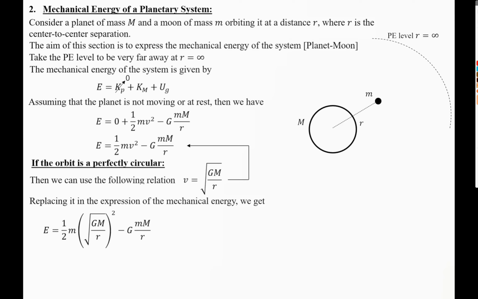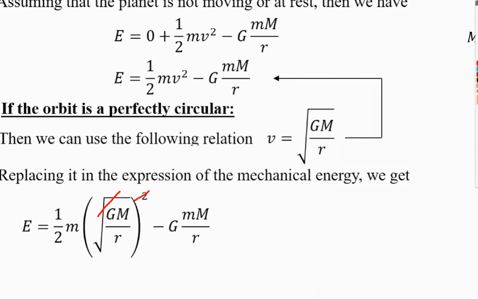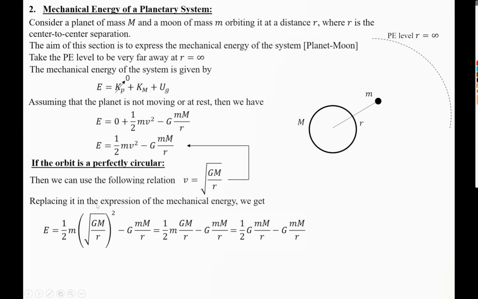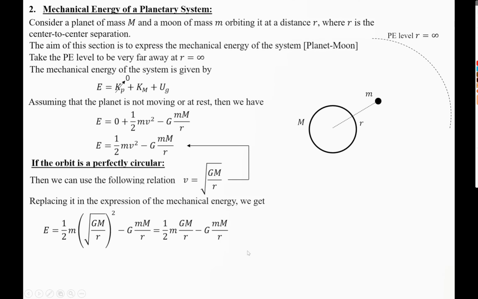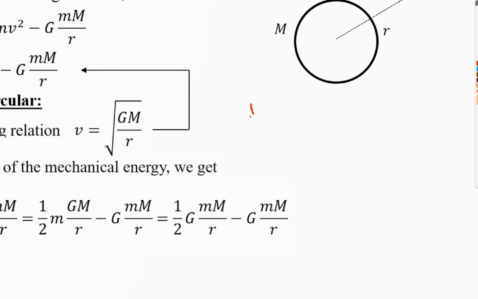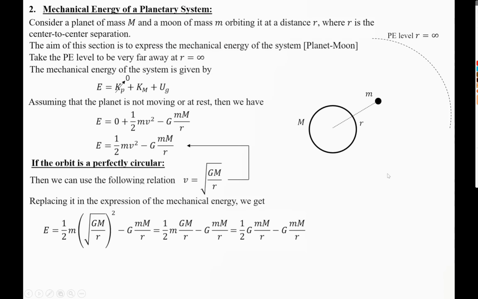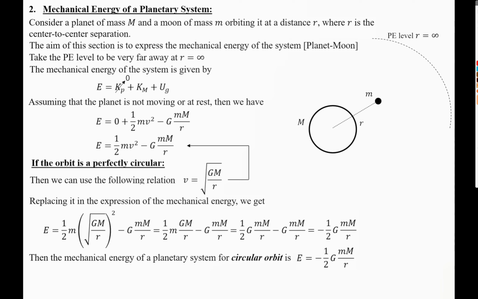Replacing it in the expression of the mechanical energy, the power of 2 would cancel the square root, and we have the following. Rearranging these fractions, writing them in the same form, now we have half multiplied by a box. The box is given by GMm over r, minus the box. This would give us minus half a box. Then the mechanical energy of a planetary system for a circular orbit is given by the following.